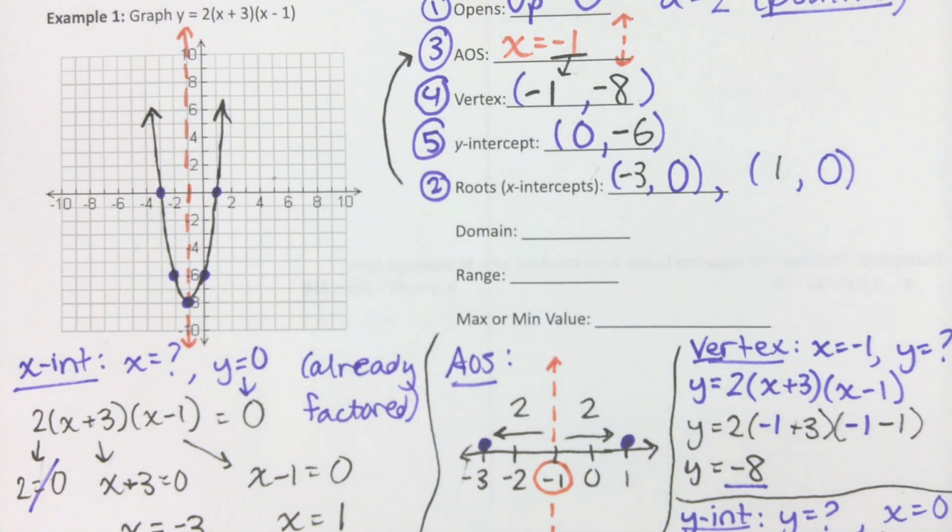Don't forget to top it with arrows. So we only need 3 points, right? Yep, 3 minimum.